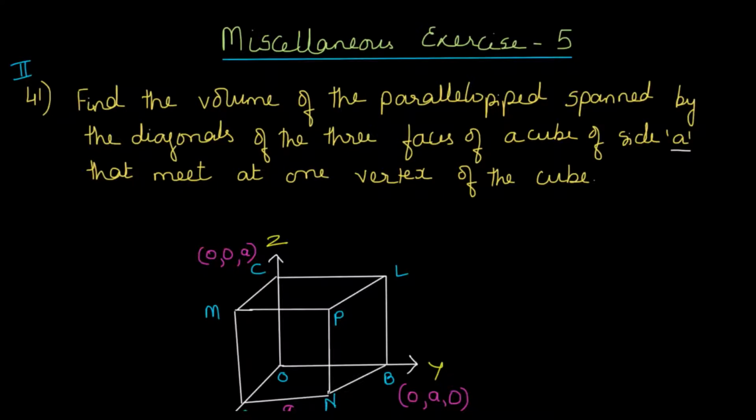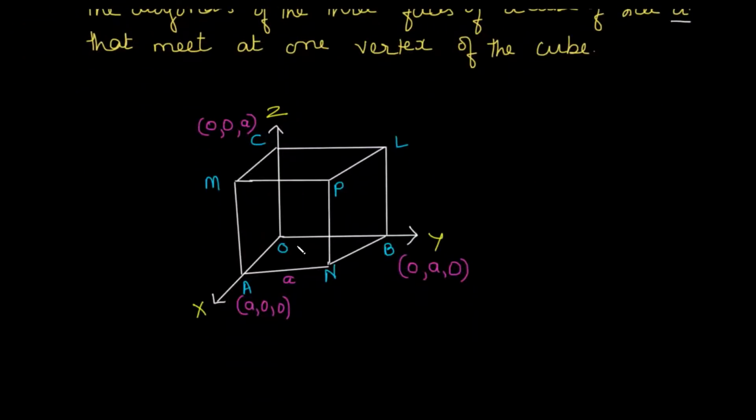So in this case, the diagram will come like this. Suppose we take O as the origin. Let OA, OB and OC be the three sides of the cube, OA along the x-axis, OB along the y-axis and OC along the z-axis. Now, the side of the cube is A. So, all the sides being equal, each side measures A units.